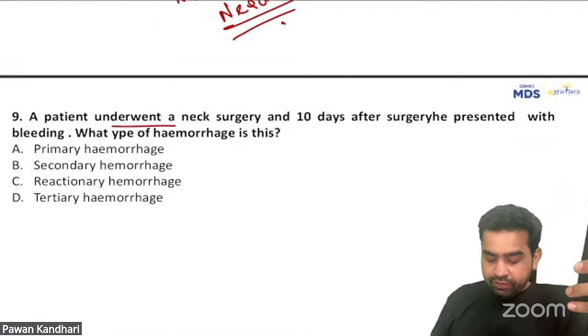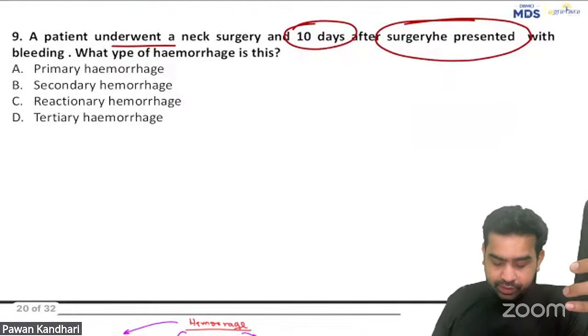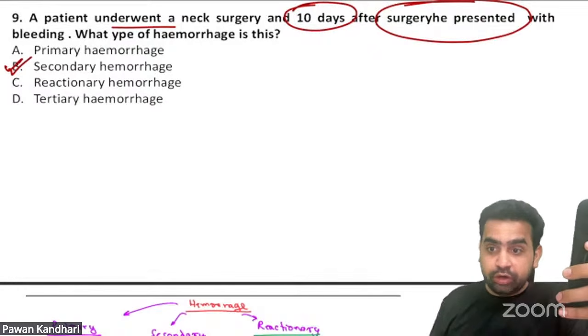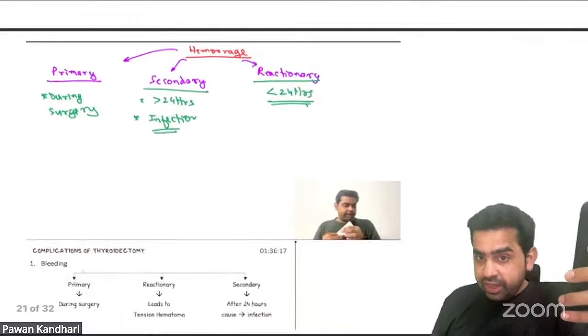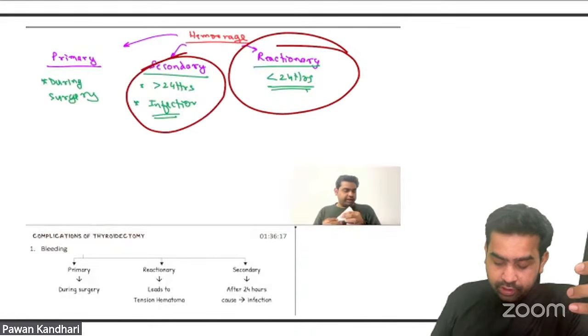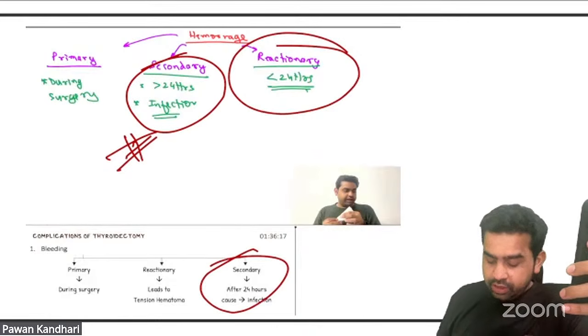Now, a patient underwent a neck surgery, and 10 days after surgery there was a bleeding. Definitely, it is a secondary hemorrhage. I have personally taught this at least 5 to 10 times in some GT or some YouTube session. Any hemorrhage after the 21st day is your secondary hemorrhage.